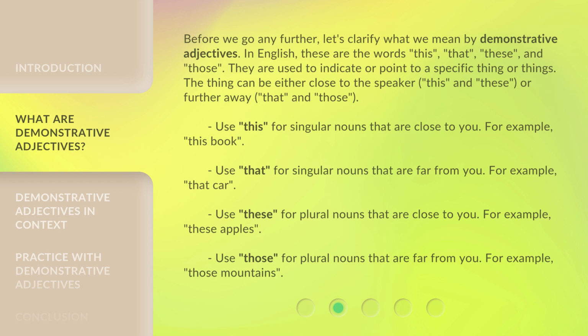Use this for singular nouns that are close to you. For example, this book. Use that for singular nouns that are far from you. For example, that car. Use these for plural nouns that are close to you. For example, these apples. Use those for plural nouns that are far from you. For example, those mountains.